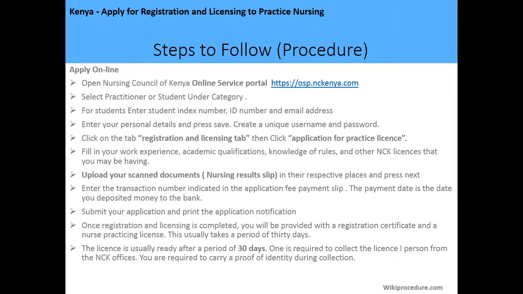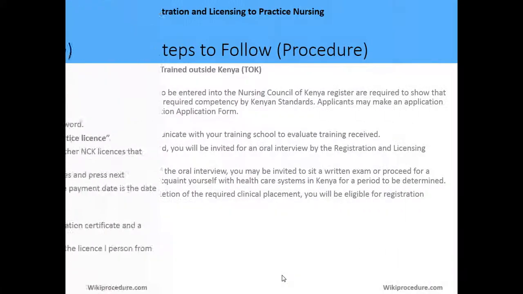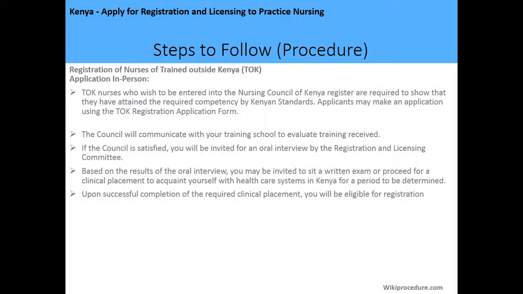And once registration and licensing is completed, you'll be provided with a registration certificate and a nursing practicing license. And this usually takes a period of 30 days. You'll be notified where to come and collect your certificates within 30 days through text or email. You're supposed to bring your proof of identification when collecting your certificates.